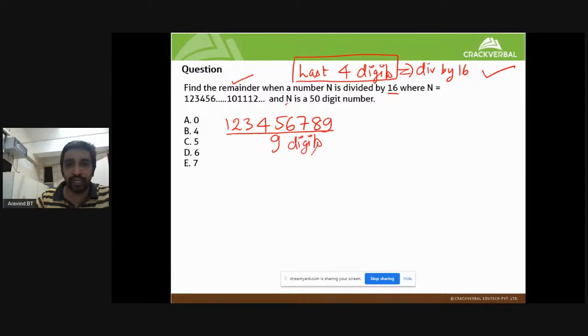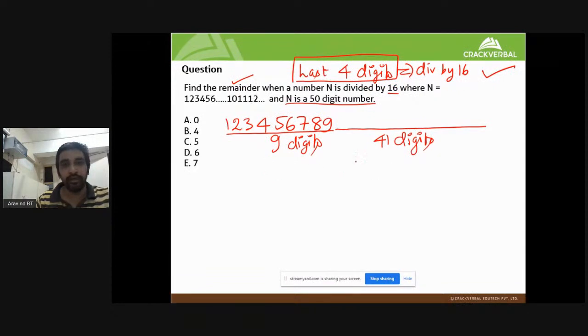And you know n is a 50-digit number, which means from here on, I need 41 digits more, because 41 plus 9 is 50. Right? Now, from here on, I also know that all my numbers are going to be 2-digit numbers. Every number will contribute 2 digits. So 10 will contribute 2, 11 will contribute 2, 12 will contribute 2, and so on. So if I want 41 digits, I will require 20 2-digit numbers.